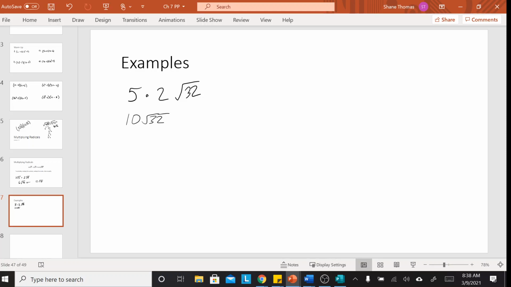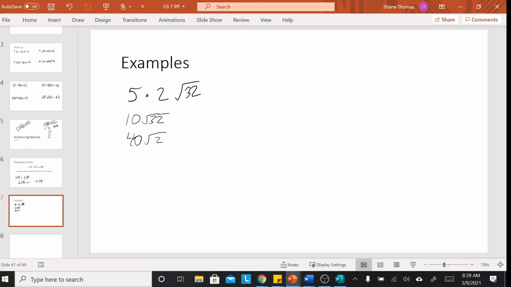Can I simplify that root? Yep, 32 will be what? 5 twos. So I could bring out 2 sets of 2s. 2 times 2 is 4 times 10 is 40. How many 2s do I have left inside? Just one. 40 root 2. Okay? So that's one variety. First one we did was a radical and a radical. This one here is a whole number and a radical.